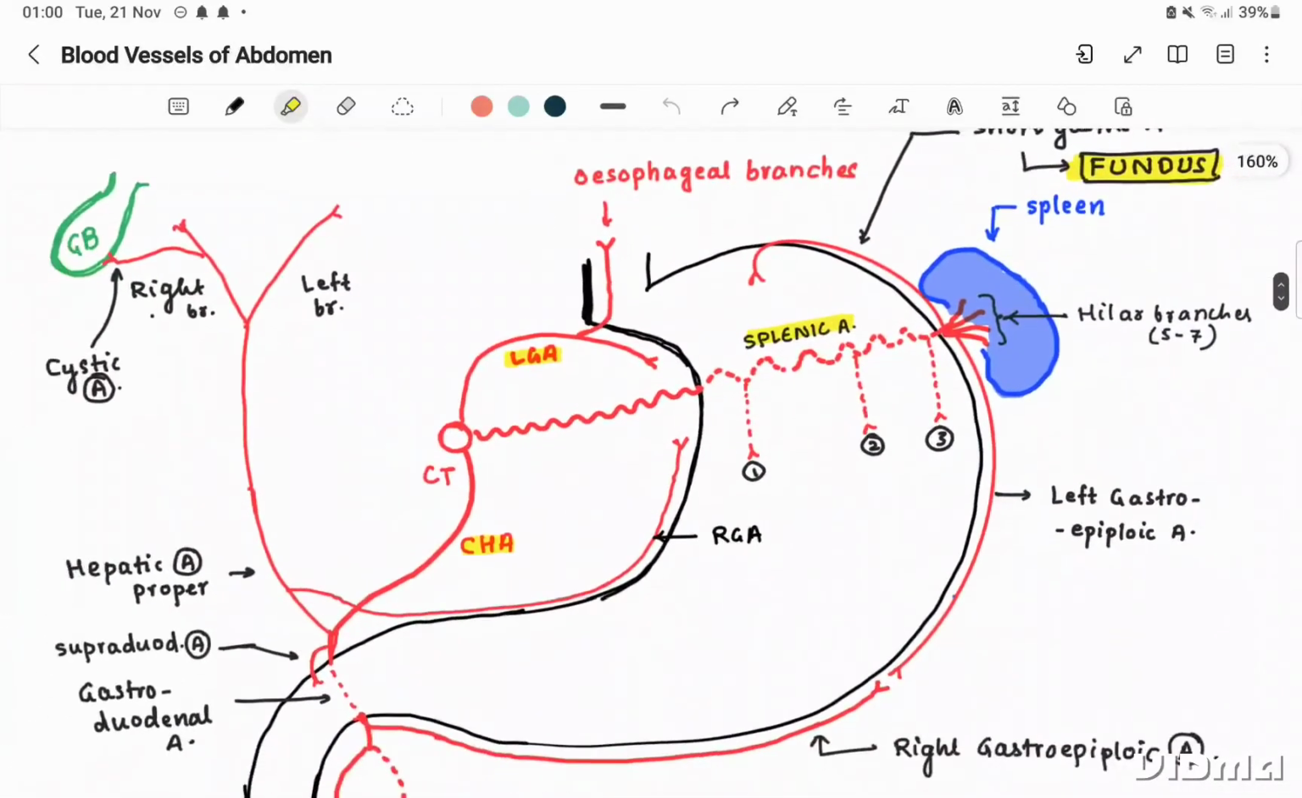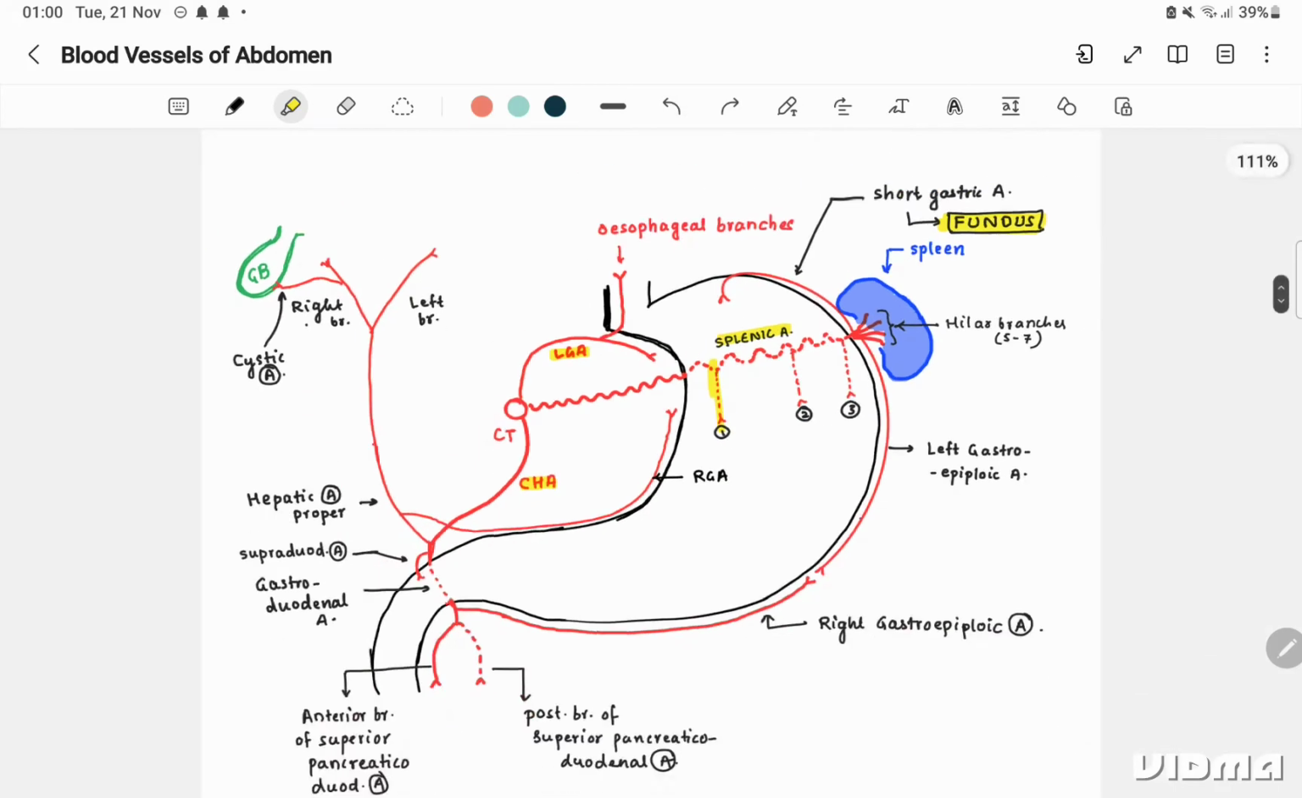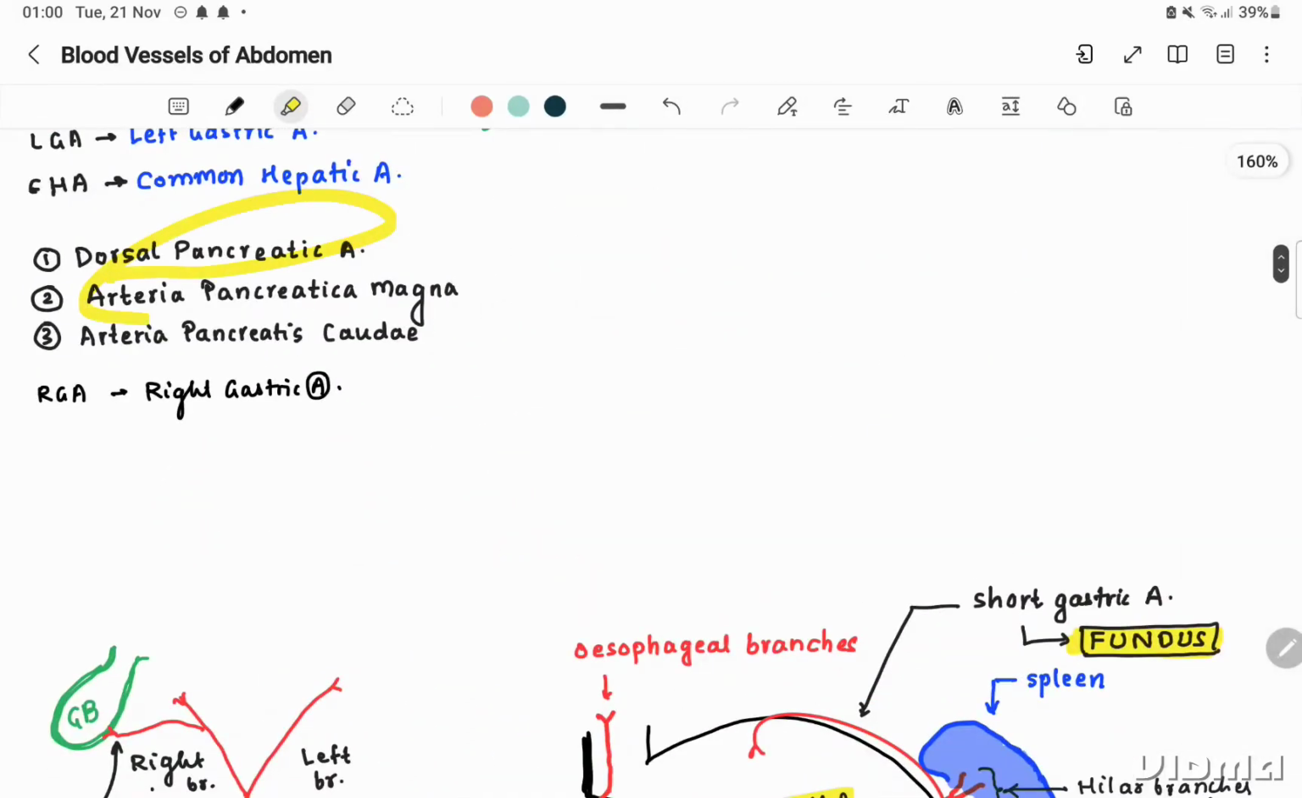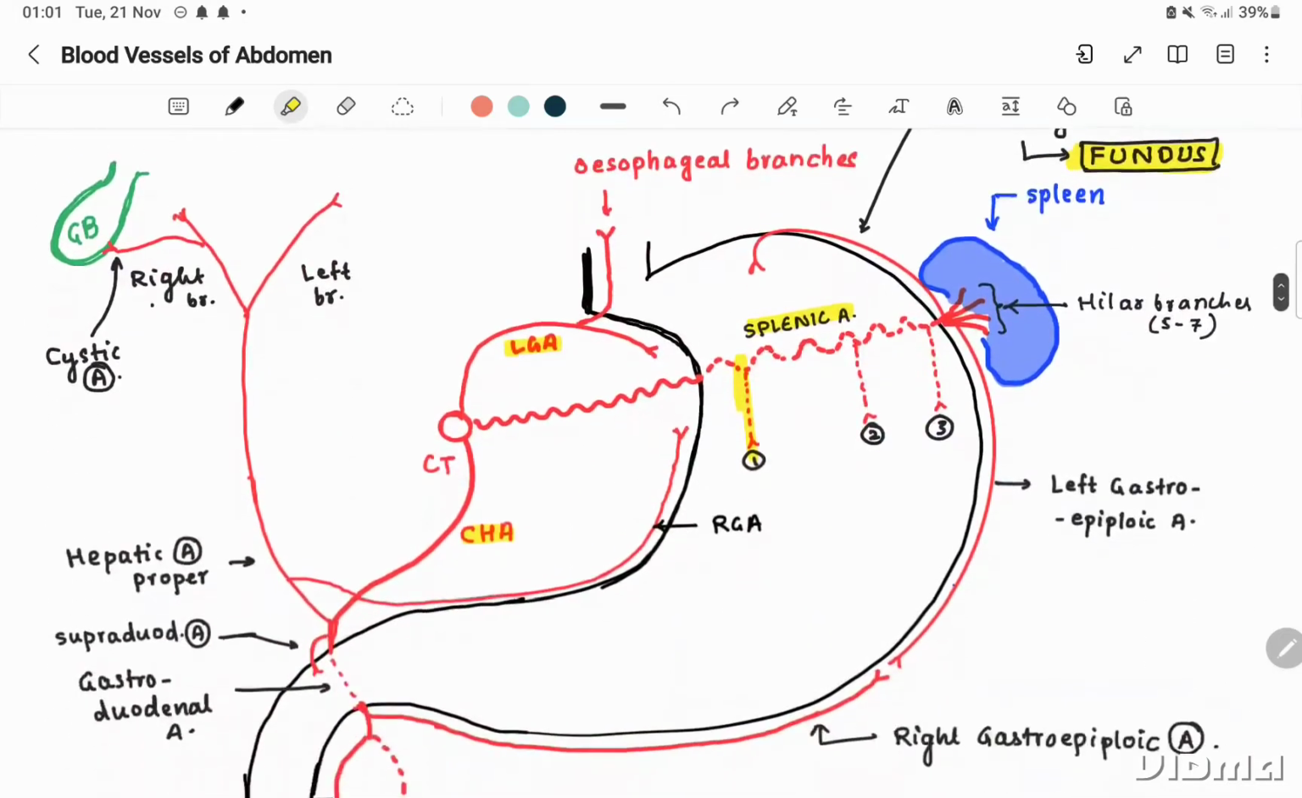First of all, let's come here. This is the celiac trunk. From the celiac trunk arises your splenic artery. The splenic artery goes posterior to the stomach, and posteriorly it gives three branches: 1, 2, and 3. What are these? They are your dorsal pancreatic artery, your arteria pancreatica magna, and your arteria pancreatis caudae.